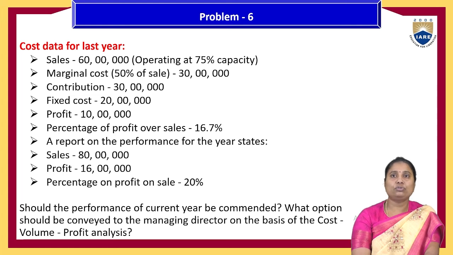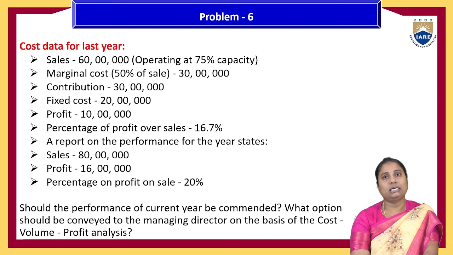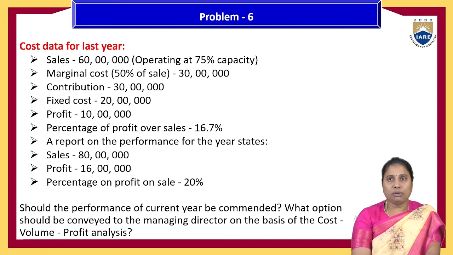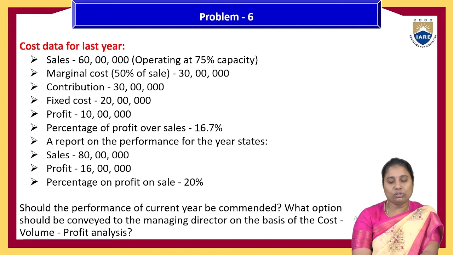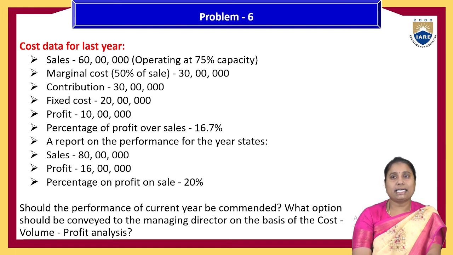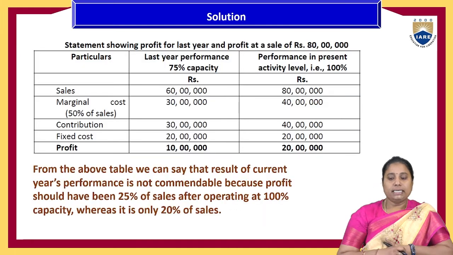Percentage of profit over sales is 16.7%, and a report on the performance for the year states sales of 80 lakhs and profit of 16 lakhs, and the percentage of profit on sales is 20%. Should the performance of the current year be commended, and what opinion should be conveyed to the manager, on the basis of the cost volume profit ratio?